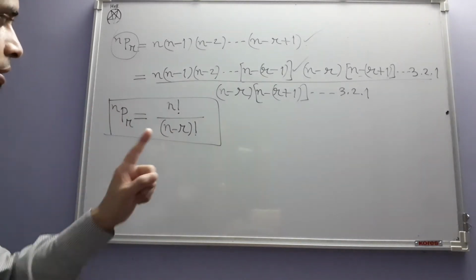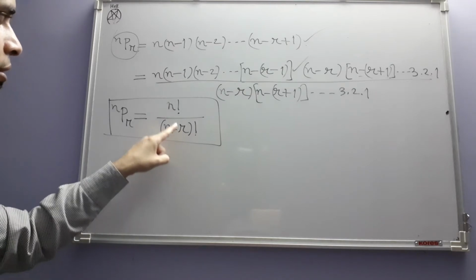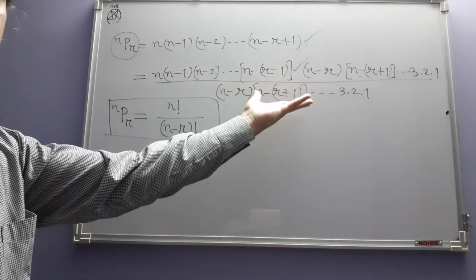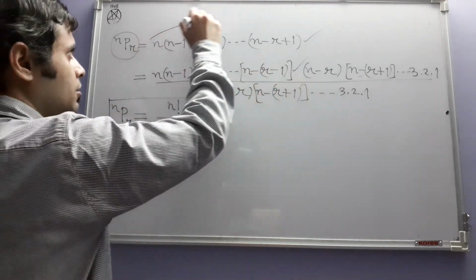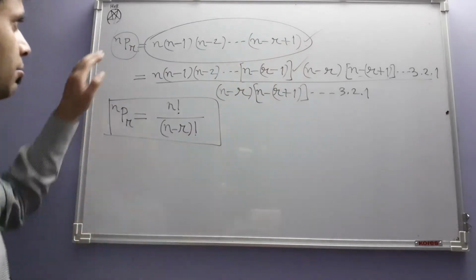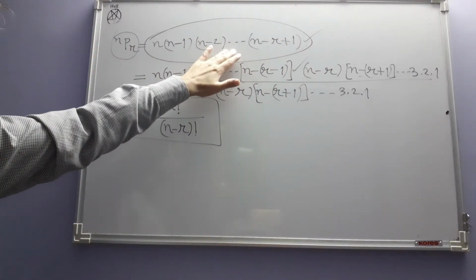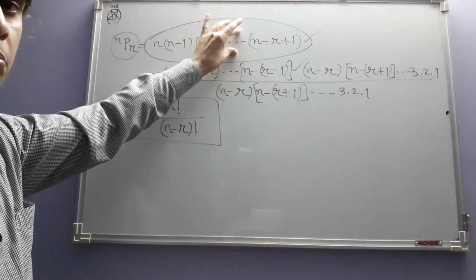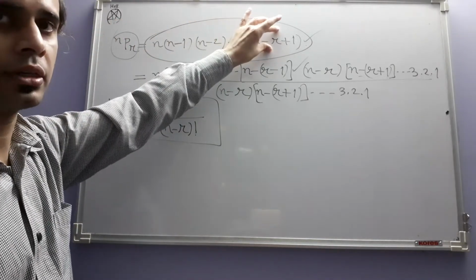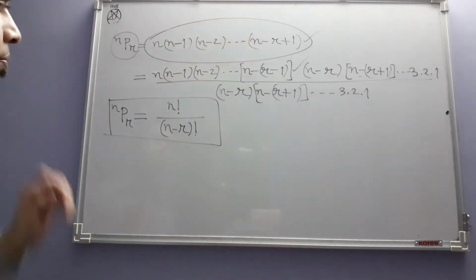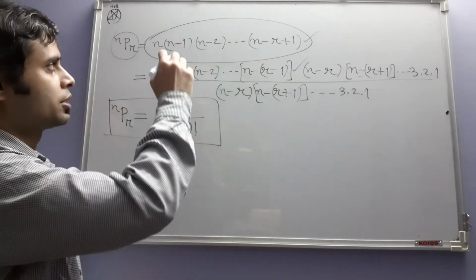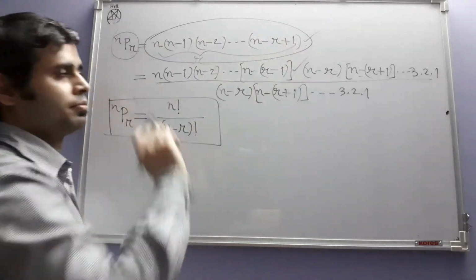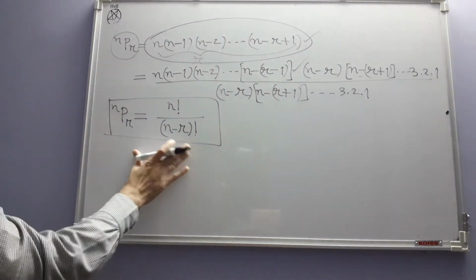But keep in mind, although this formula is very convenient, once you try to calculate the actual value, you have to expand it. So it's beneficial to not forget what NPR really is. Okay, NPR is also equal to this, but that's not how NPR came. It came from this product. This product has to be remembered. And one more thing to keep in mind is that there are r factors in this product. Right? So now we have a formula.